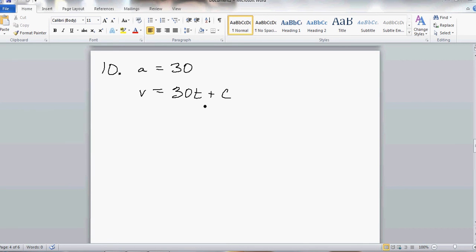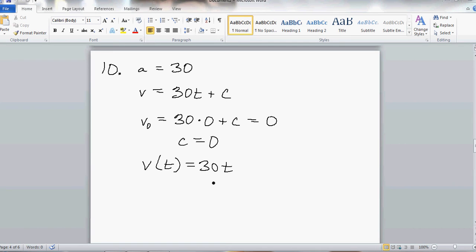Now we have to think this one through. Right at time 0, how fast was it going? Well, it was going 0. It wasn't going anywhere at time 0. It was launched immediately after, but at that point it was not going anywhere. So in other words, c is equal to 0, therefore the velocity with respect to time is 30t.